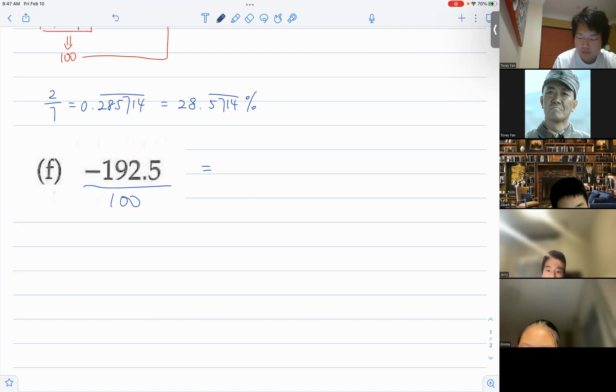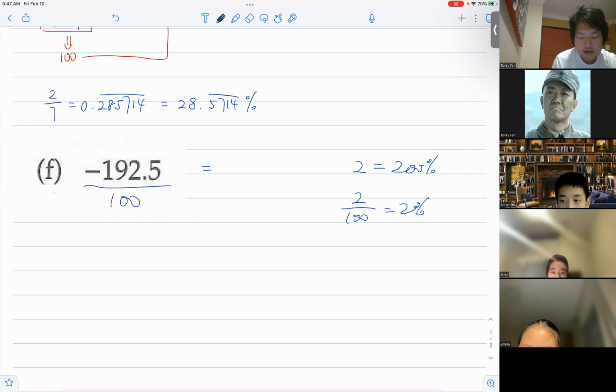For example, we all know that 2 is 200%, correct? But if you do whatever you have done here, then if I ask you to convert 2 into a percentage, you just divide by 100, and that means you only have 2%.